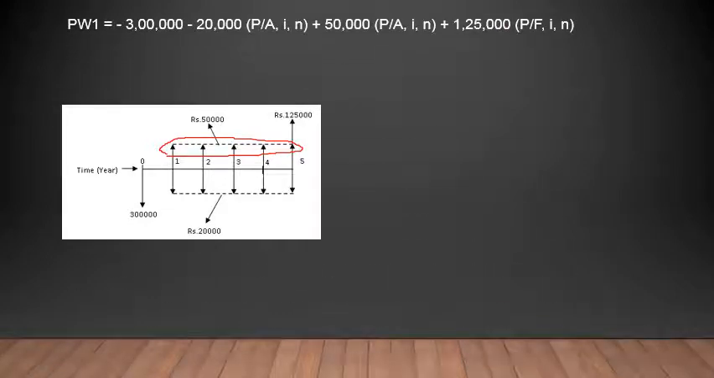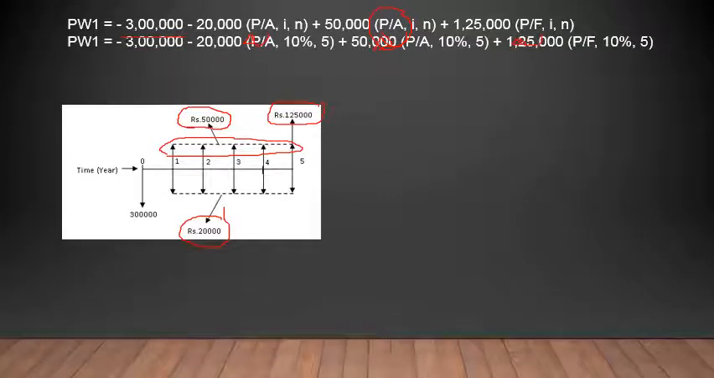Do the calculations. Minus 3 lakhs, that's already P, so there is no need for further conversion. This 20,000 is A, convert that into P using the factor P by A. Then this 50,000 is also A, use the factor P by A comma I comma N to convert that A into P. And then the last one, 1,25,000, is at a later time. Obviously it is a single payment and hence it has to be F, convert that F into P.